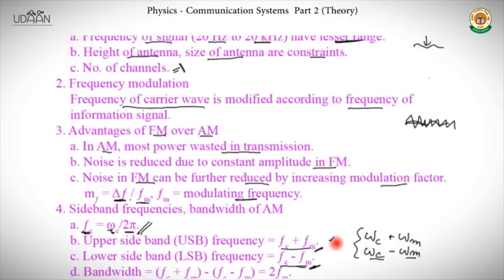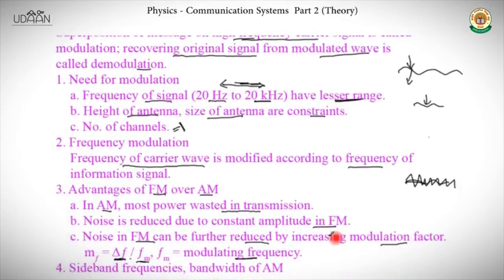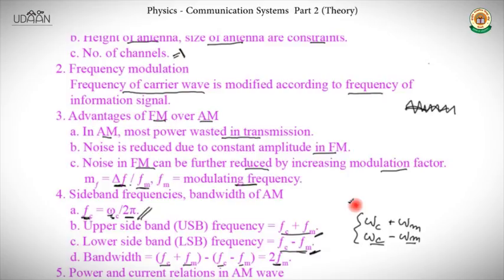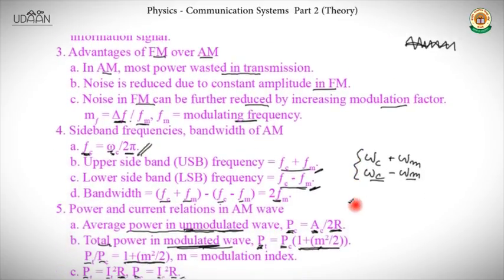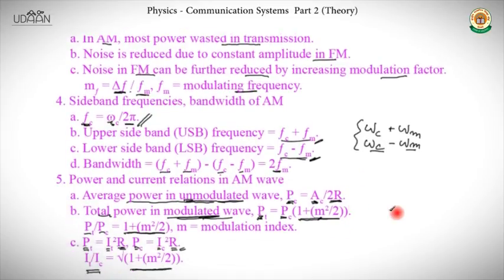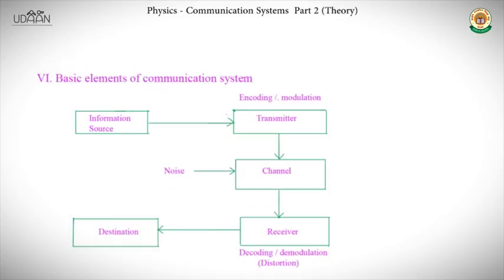So here we just saw what modulation and demodulation mean, and what the need for it is: to prevent power loss, and to have reasonable sizes of antennas. After that, we saw the advantages of FM over AM, and then we moved on to discuss sideband frequencies and the power and current relations in AM waves. So this was modulation.